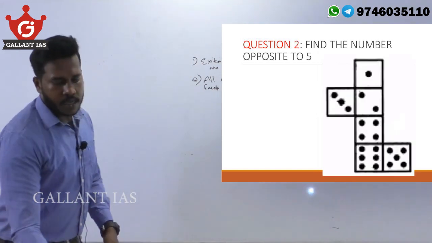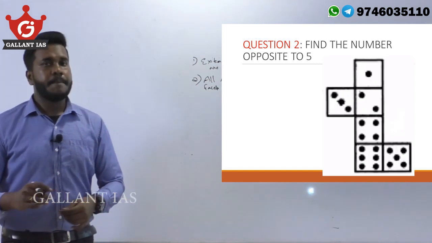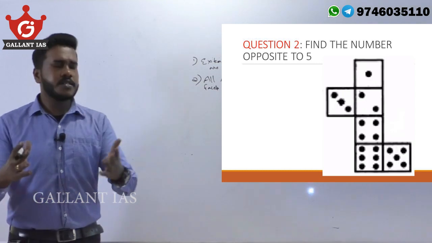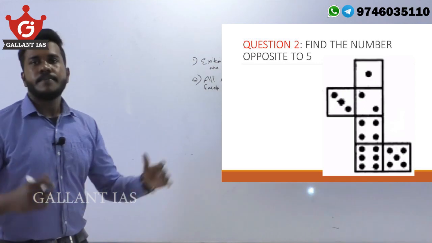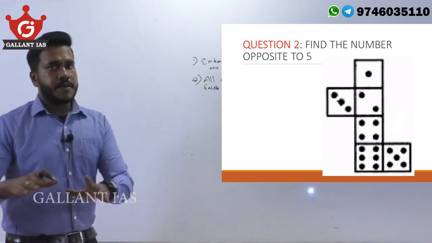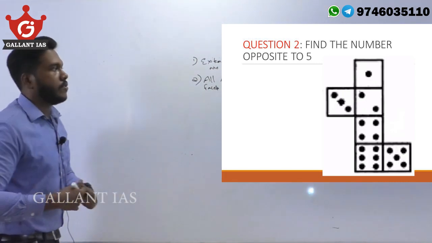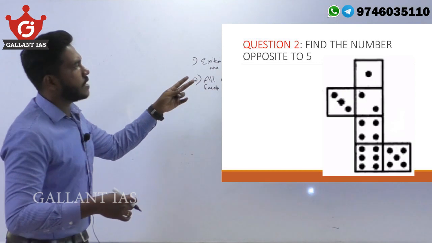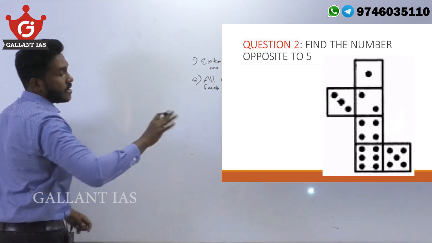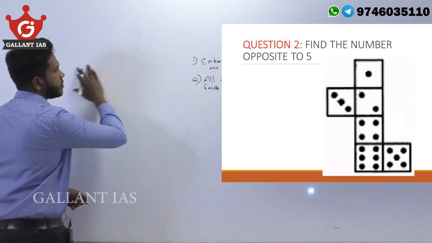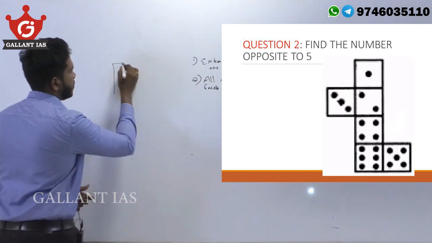Now consider this question. Just pause the video and try to do this problem by yourself, and I will be explaining this. Now try to do it by yourself. Okay, so I'll be explaining now. I'm going to copy the whole figure onto the board. Our question is to find the number opposite to 5. Very simple question. I think you had done this question, right? If not, try to do it by yourself. Still, I will be explaining this question.